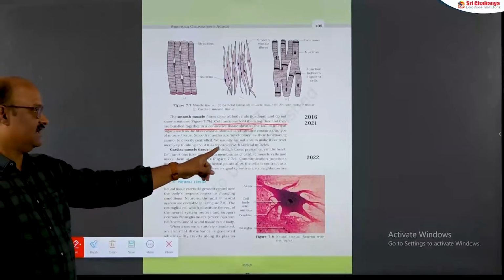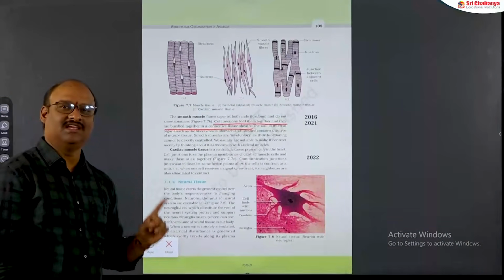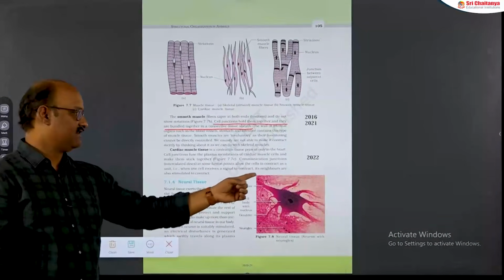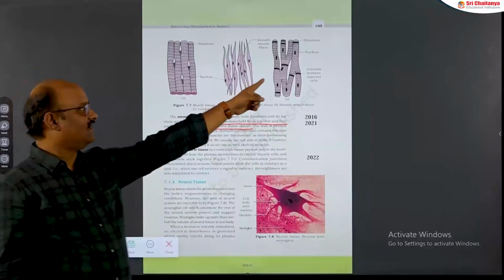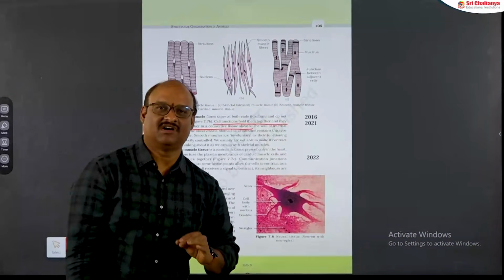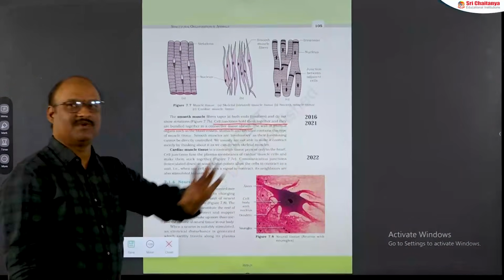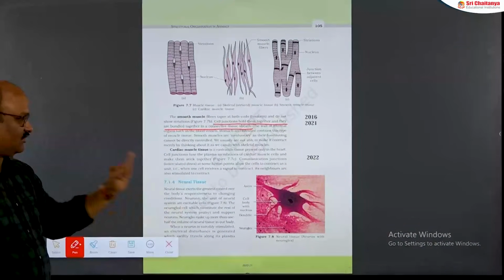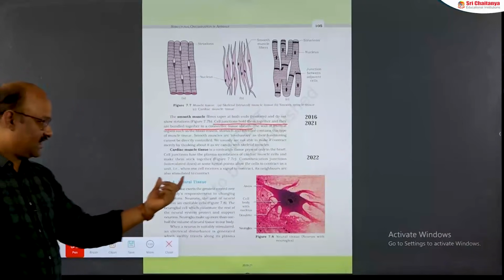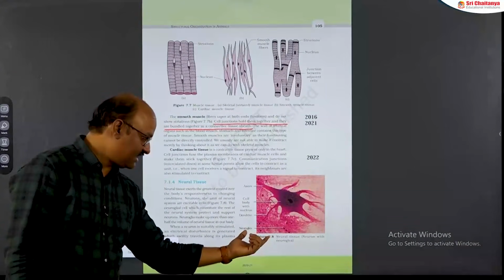Cardiac muscle is a branched muscle present only in the heart, and this was also a question before, which consists of intercalated discs and the communication junctions which help in the transport of electrical impulses. That was a question in the cardiac muscle in 2022. Now coming to the neural tissue, this diagram is very important. Please look at the diagram carefully.